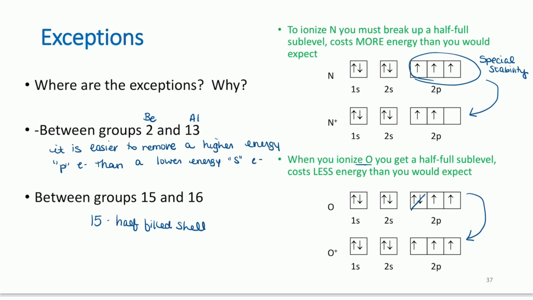So oxygen actually costs less energy than you would think, because it's going to form a half-filled shell. Yes, oxygen wants to gain 2 electrons. It wants to be like a noble gas. But if it has to pick its battles, and your only option is to stay as you are or give away one of the electrons, it will give away one of those electrons to get that half-filled shell. It's going to cost you less energy than you would expect.